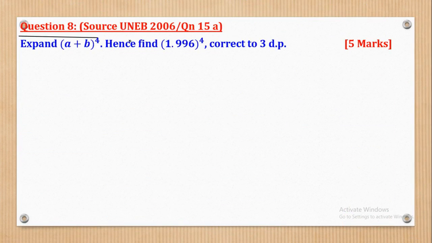Now we shall go to question 8, which came from UNEB 2006, paper 1, question 15a, and says, expand this and then find this correct to 3 decimal places. Now here they didn't specify whether you used binomial expansion or any other method. And because this power is a whole number or a positive integer, it implies that we can easily use Pascal's triangle. Now how is Pascal's triangle done?